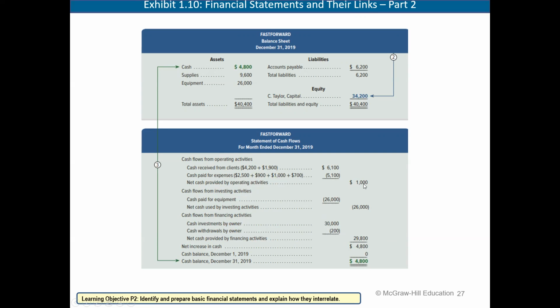So then we can see we had 1,000 provided by operating, 26,000 paid out through investing, 29,800 provided by financing. So the total of those three gives us our net increase to cash. And then we'll see that we had a 0 balance on December 1st and a $4,800 balance on December 31st. And that should match up with our asset cash here on the balance sheet. And so that's how they all flow together.